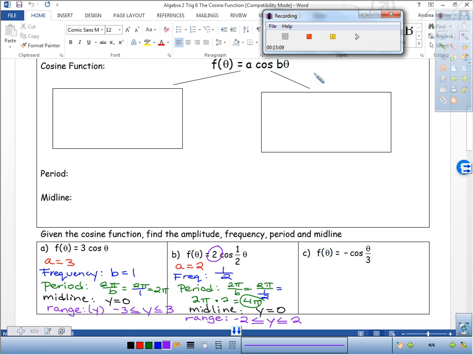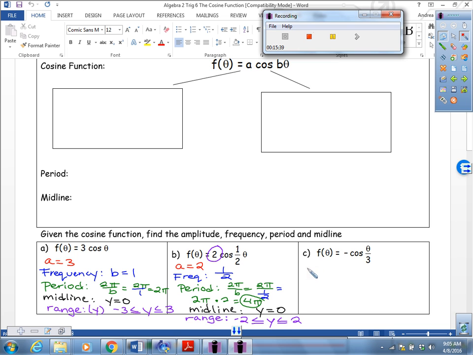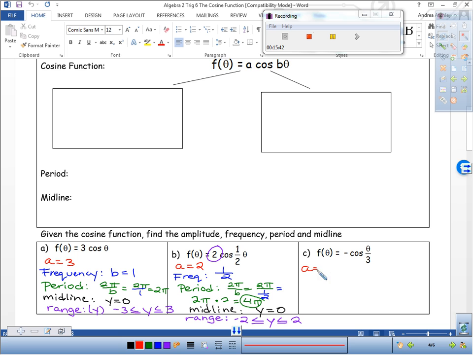Correct. So everyone pretty much got this. The amplitude is 1. The frequency then is 1/3. The period then was 6 pi, because 2 pi times the reciprocal of 1/3, which is 3, equals 6 pi. Midline, y equals 0. And then the range is negative 1 is less than or equal to y is less than or equal to 1. Any questions over that? Very good.